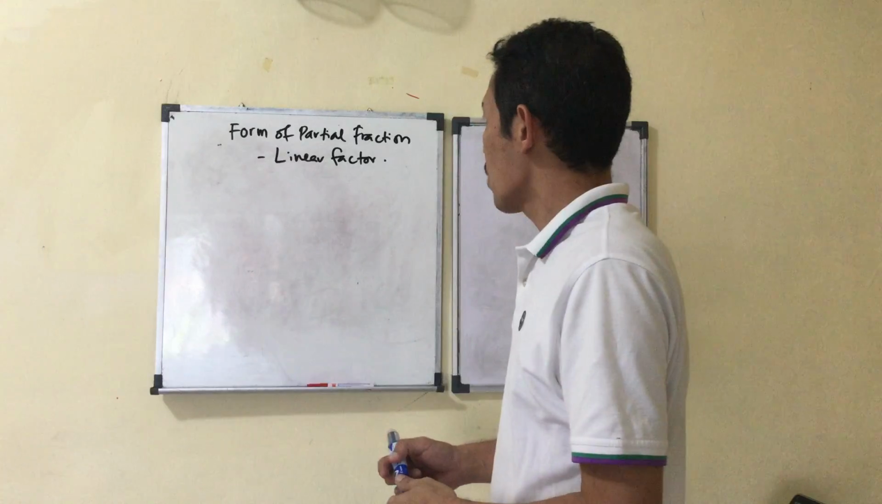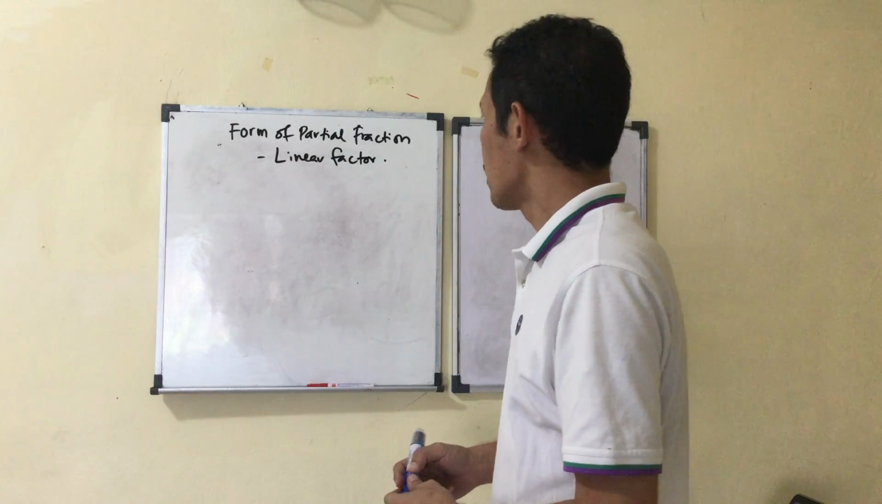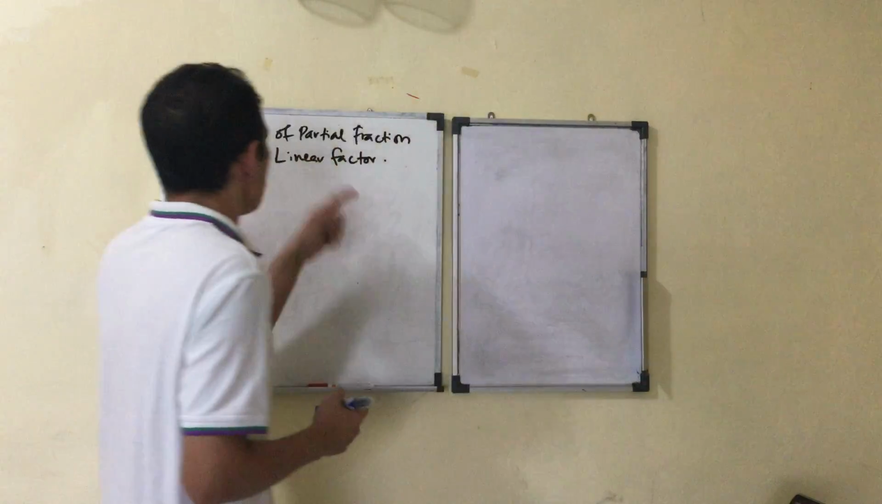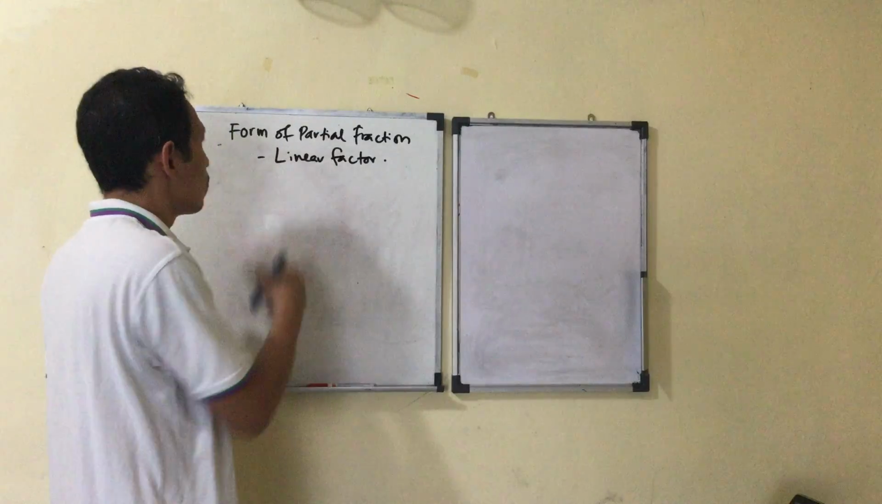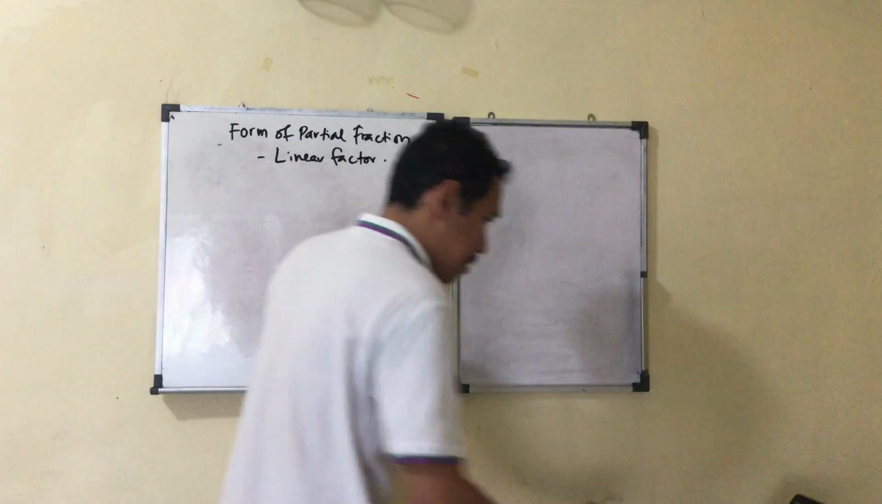So we're going to solve the first one, which is the form of partial fractions in linear factors. Right? So the form of partial fractions is in the form of linear factors. So we have examples here.